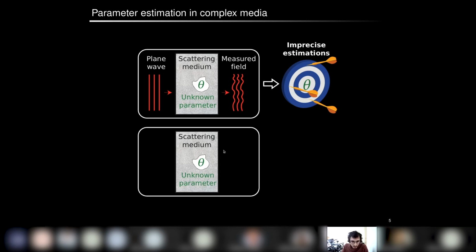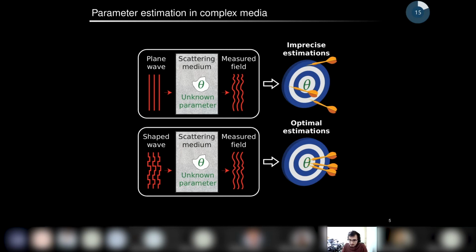So here, if we look at the same situation, but we allow ourselves to shape the input wave, so to spatially modulate the input wavefront with a spatial light modulator, for instance, and then we measure the outgoing field, then we can look at the optimal way to shape the input wave so that the measured field maximally depends on theta. So that if you change theta a bit, then the outgoing field changes a lot. And if you're able to do that, then you can hope to perform optimal estimations from these measured fields.